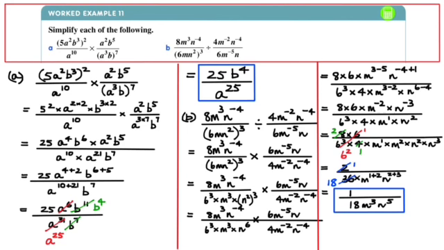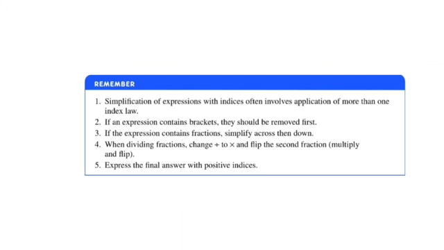All right, over to the remember bit, and then we can finish up. So we're saying that simplifying expressions with indices often involves application of more than one law. Yes, of course they do. Secondly, we can say that if an expression contains brackets, they should be removed first. And if the expression contains fractions, we simplify first of all the top and the bottom, and then we do the battle of the top and the bottom. That's what point 3 is actually saying.